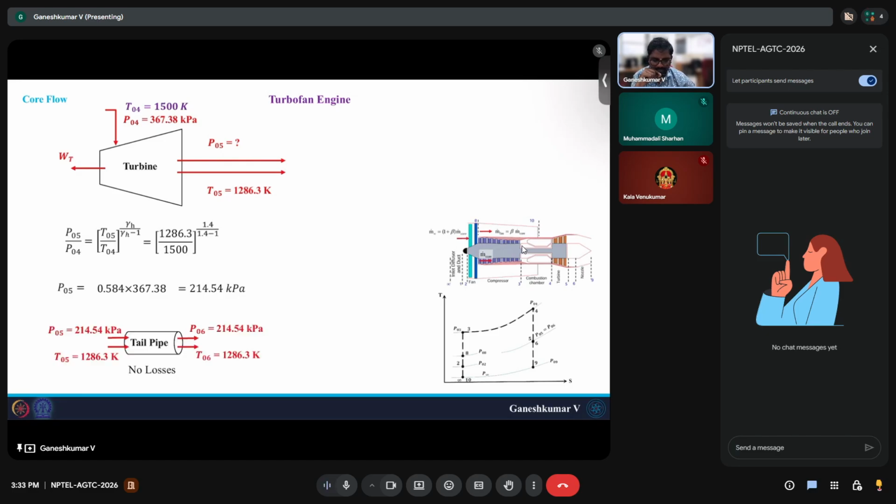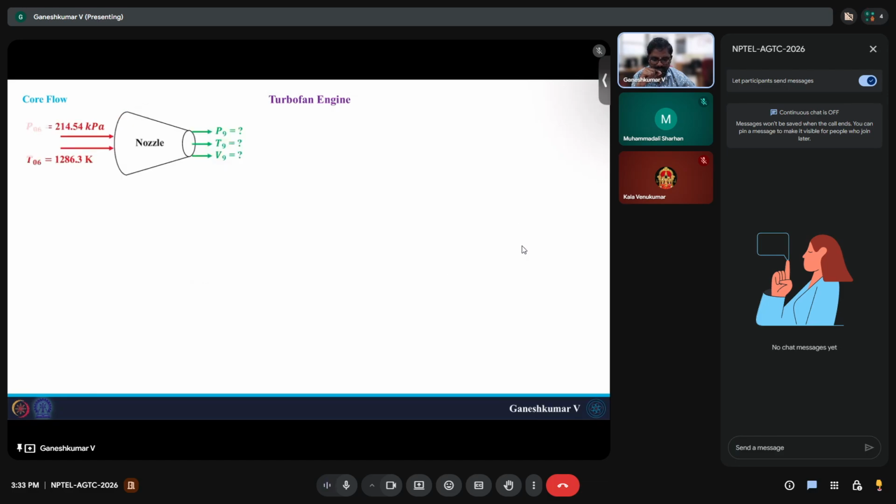Tailpipe, as usual, there are no losses. So P05 and P06 are the same, T05 and T06 are the same. And these hot gases go through the nozzle and get expanded to the ambient pressure. For that, we need to use the critical condition to find out at what pressure it exits the engine. So the choking condition is something like this. You do not have nozzle efficiency. That's why the complicated 1 by 1 plus 1 by eta n formula is not here.